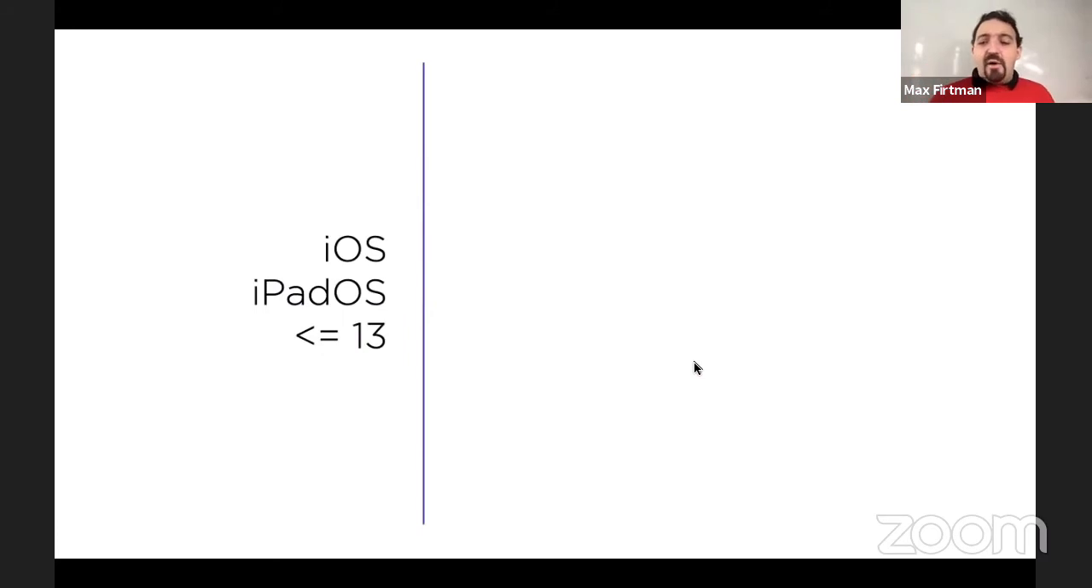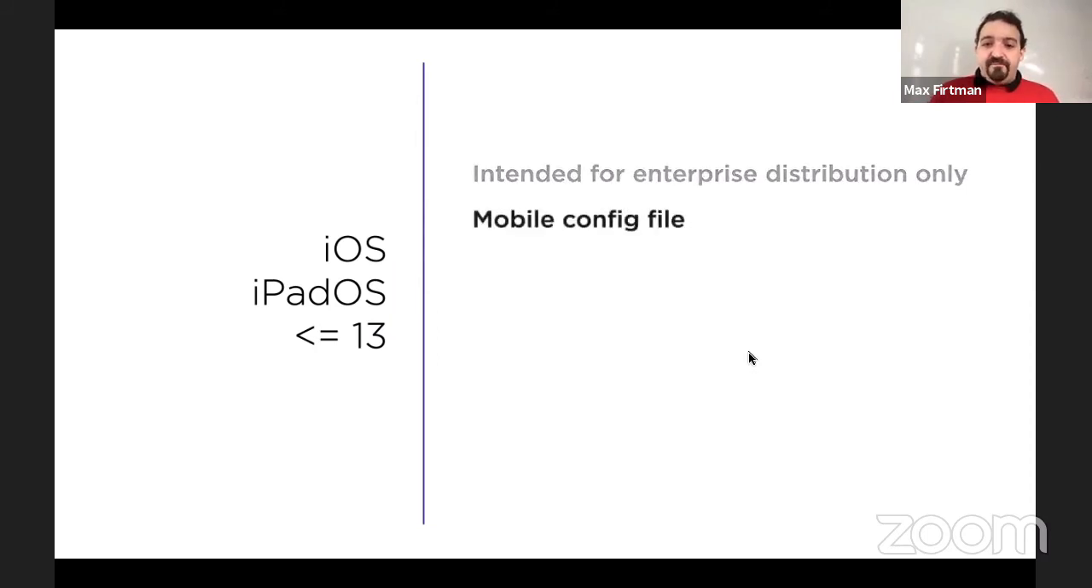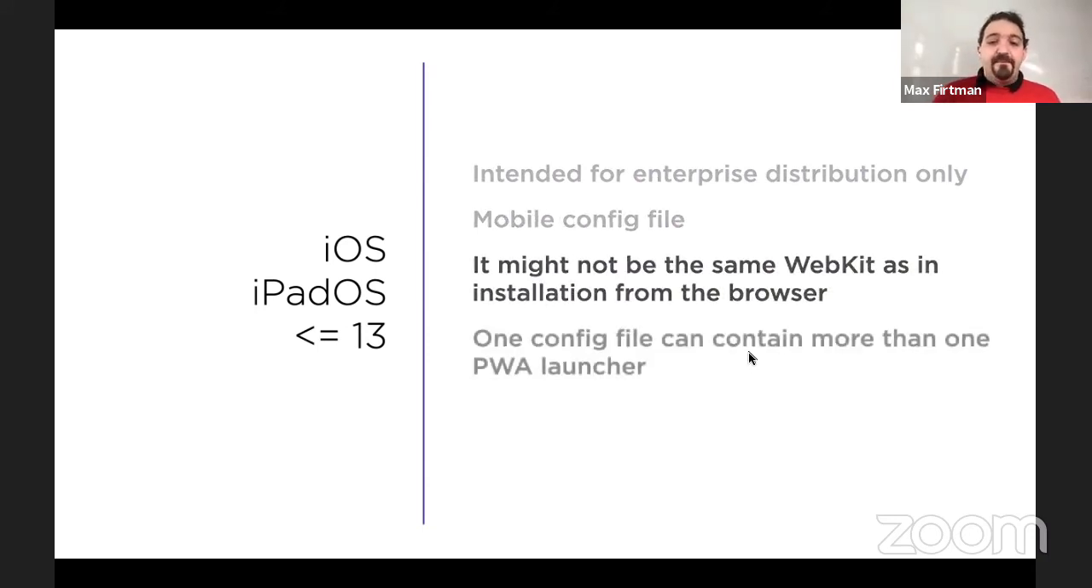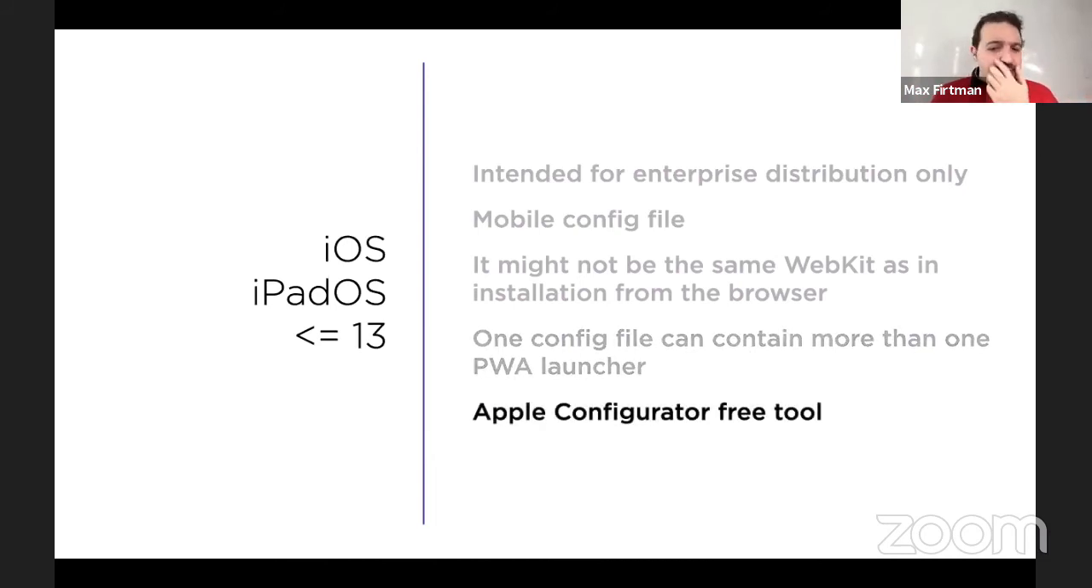Okay, on iOS and iPadOS, up to iOS 13, that's the current version, we have a solution only for enterprise distribution. We need to create a mobile config file that is not the same WebKit as in the installation from the browser. With one configuration file, you can actually have more than one PWA launcher. So you can install a configuration file, and that will install 10 PWA icons on the home screen. For that, you're going to use the Apple Configurator free tool.